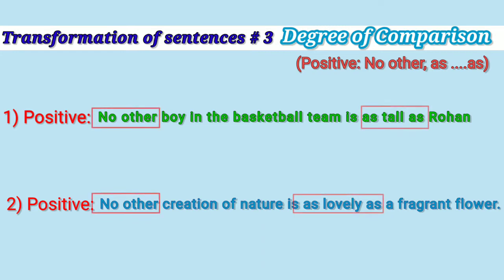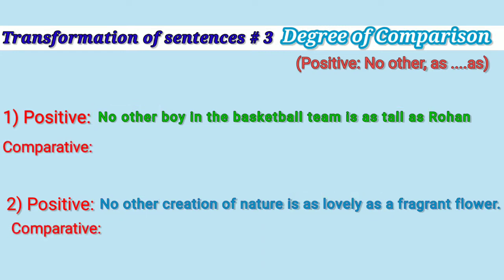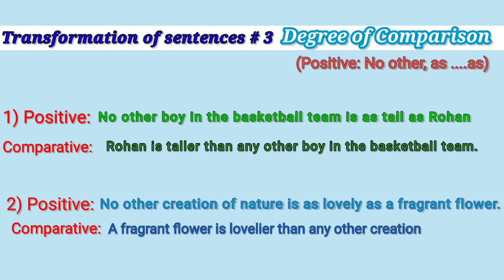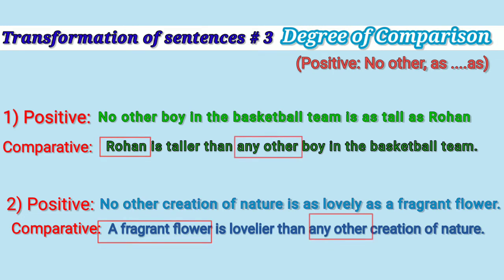Let us now write comparative form of these two sentences. First one, Rohan is taller than any other boy in the basketball team. And second sentence, a fragrant flower is lovelier than any other creation of nature. Let us now compare comparative forms of these two sentences. Both begin with subject, Rohan in the first sentence and fragrant flower in the second sentence, and there is also use of any other in both the sentences. So that is the important thing to notice.